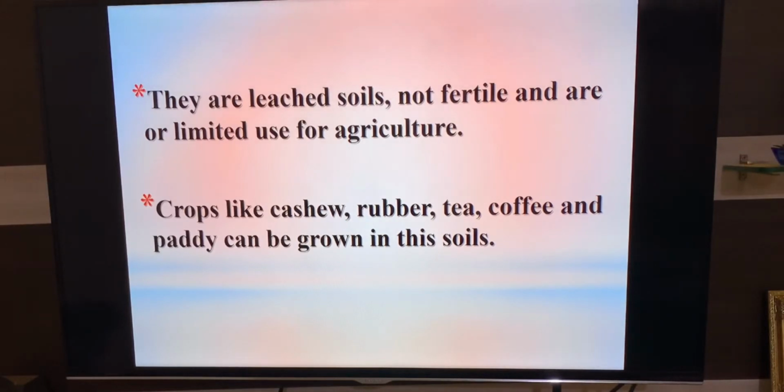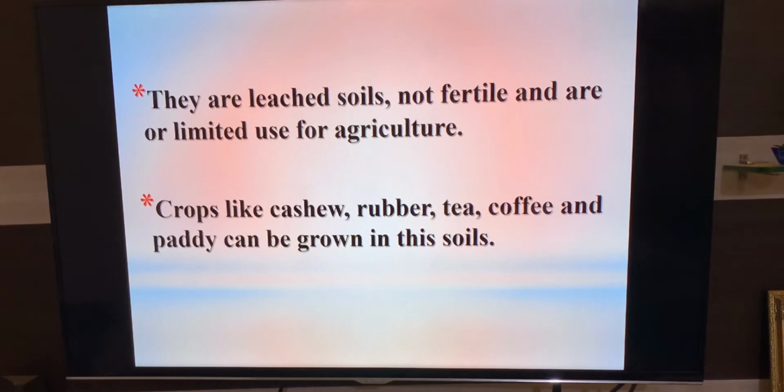Laterite soil is leached, not fertile, and of limited use for agriculture. Crops like cashew, rubber, tea, coffee and paddy can be grown in this soil.